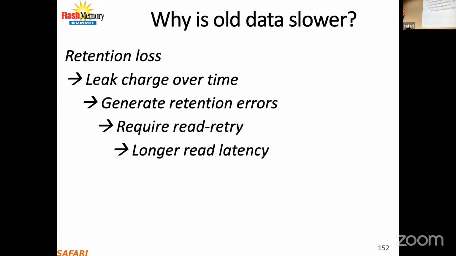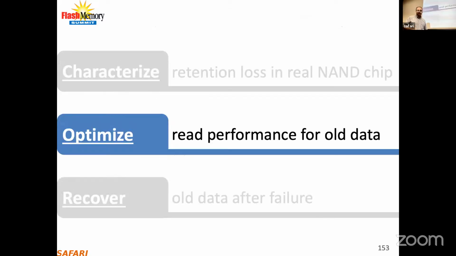So we already covered that. Why is old data slower? We have retention loss, which leaks charge over time. That generates retention errors. So essentially the controller needs to do read retry, which in the end gives you longer read latency.